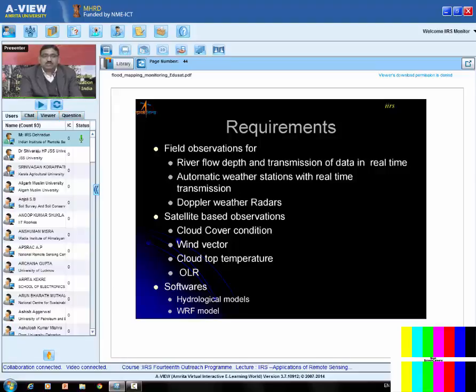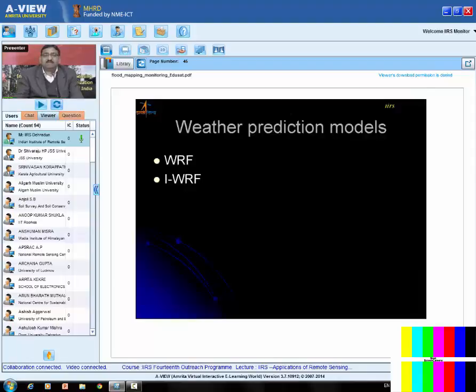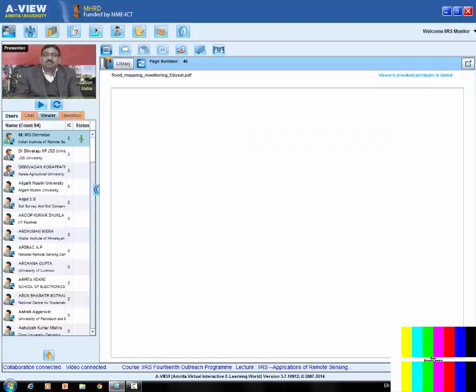Then software models are available. Some free models are available on the website. You can download them. If you are a hydrologist, you can download all these models. And some weather forecasting models are also available. There are different weather prediction models, where WRF means Weather Research and Forecasting model. And this is Indian WRF, which was further modified for Indian conditions.